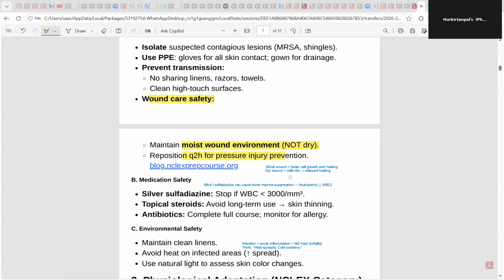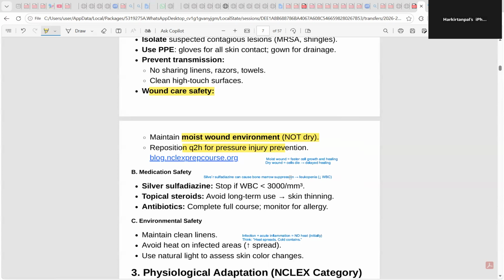Dry wound, what happens? Dry wound can kill the cells. It can lead to delayed healing. So always the wound should be kept moist rather than dry. And also we can change the position every 2 hours, that is to prevent the pressure injury. All the pressure points should be padded. Padded means that is to prevent the friction between the skin and the linen.